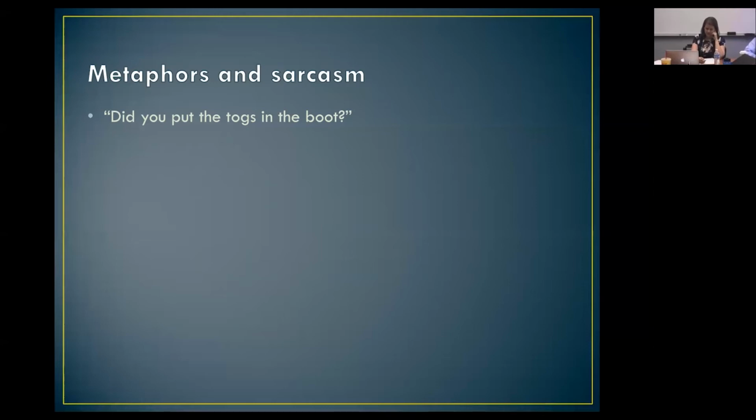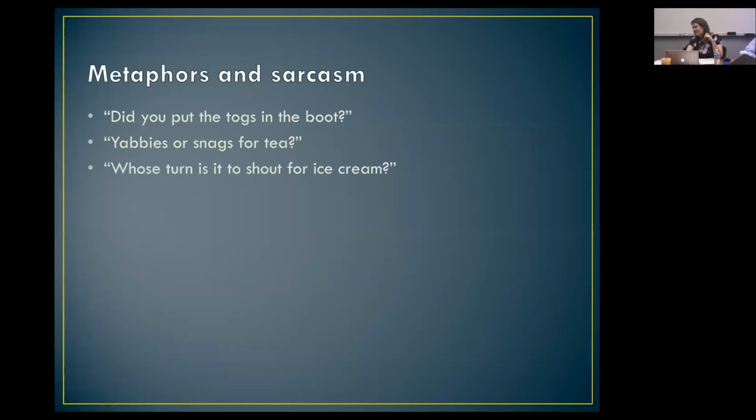How about this one? Yabbies have snags for tea. What do you think that one means? That means, do you want yabbies or snags for tea? It's pretty self-explanatory.